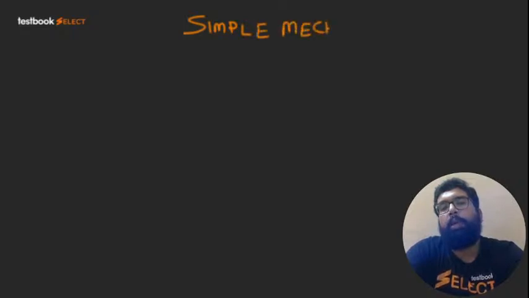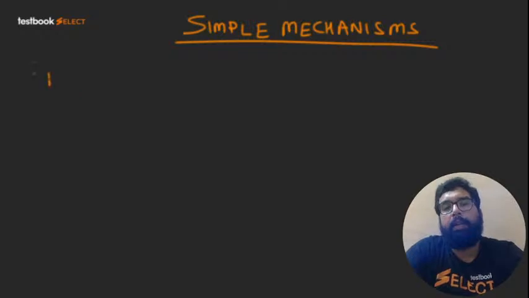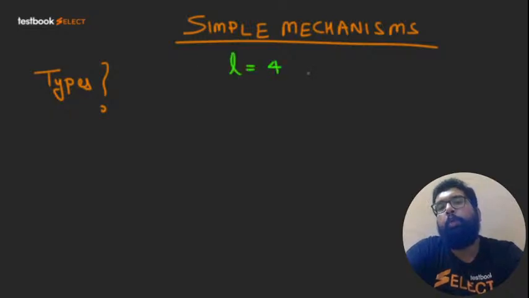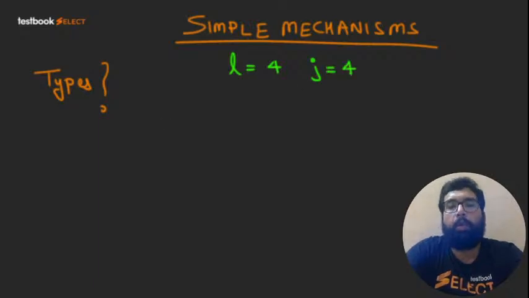Now, beta, please understand this. When we talk about simple mechanisms, how many types of simple mechanism are there? What are the types of it? Can you please answer me? We just have learned this is something which has four links and four binary joints or lower pairs. So how many types are there of simple mechanism? Can you please answer me, my dear? Bataiye, kya aap answer kar sakte?